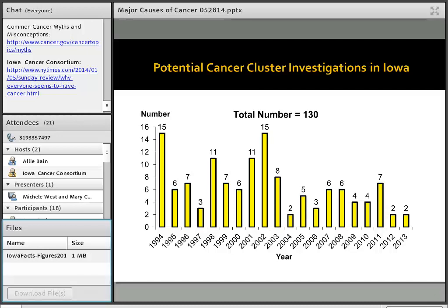Okay. We've basically been doing cancer cluster investigations since I got here in 1994, and you can see we've done 130 of them through 2013. A couple of years we've actually done 15 of them, but oftentimes it's usually around a handful that we will do in a given year.